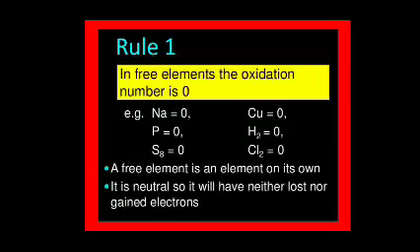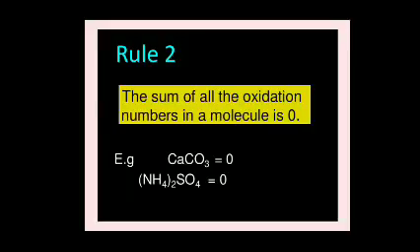Rules for calculation of oxidation number. First rule: in free elements, the oxidation number is 0. An atom that is not involved in any chemical reaction has oxidation number 0. Sodium, copper, phosphorus, aluminum and magnesium all have oxidation number 0. A free element is an atom on its own. It is neutral, so it has neither lost nor gained electrons.